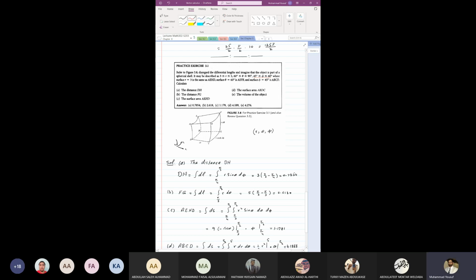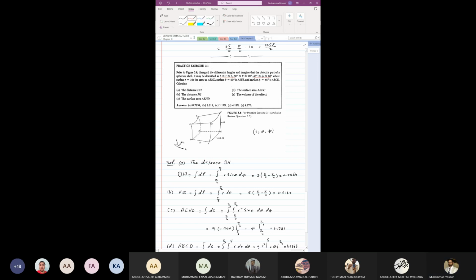Now when we move along the curve DH, r is not changing. And what is r here? It is 3, because r is going from 3 to 5. So r is 3 here. The inner radius is 3.